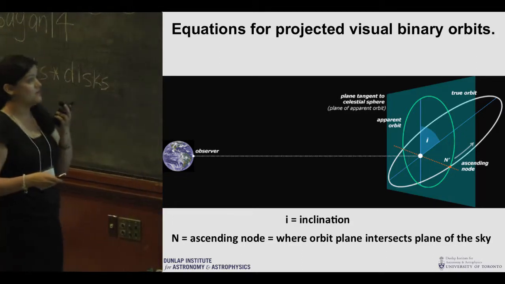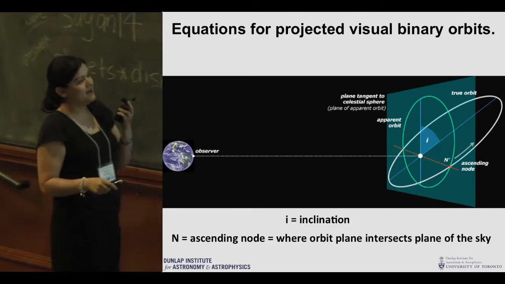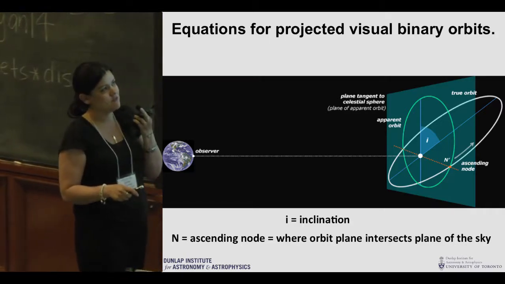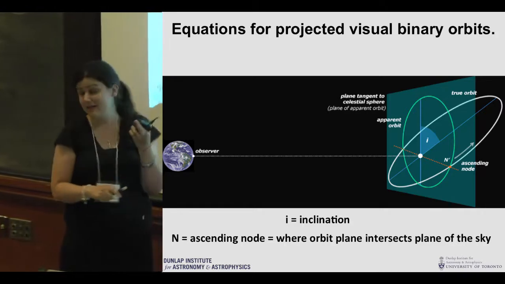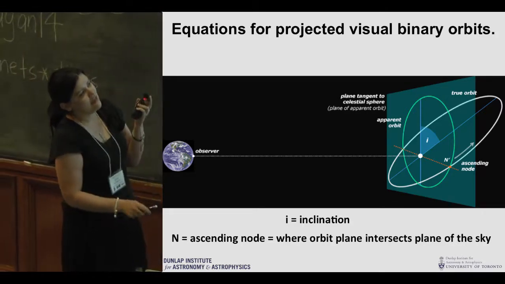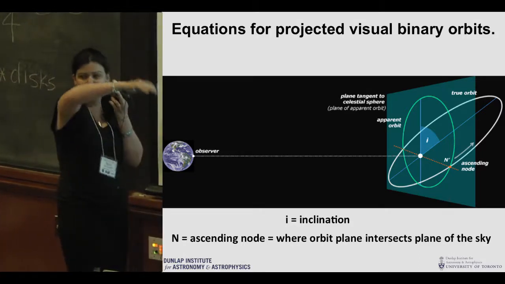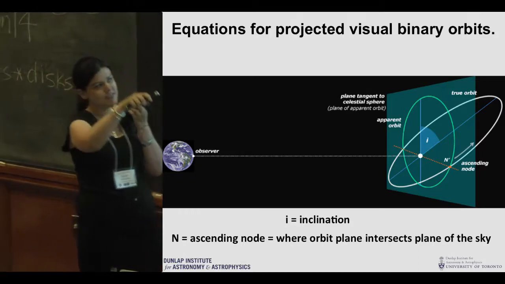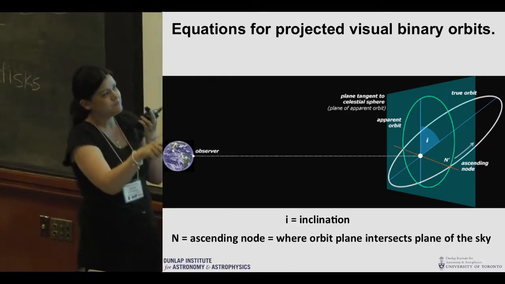Okay. So the reason I like this image is because it gives you a nice idea of what inclination actually is. You can see the inclination is the angle between the true orbit and the plane of the sky, and what we actually see.